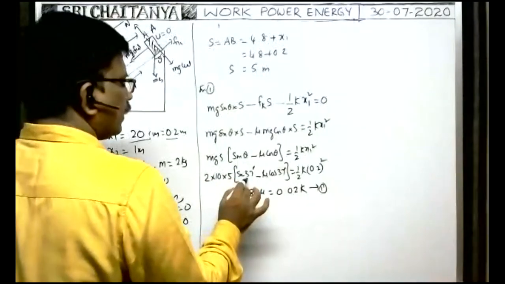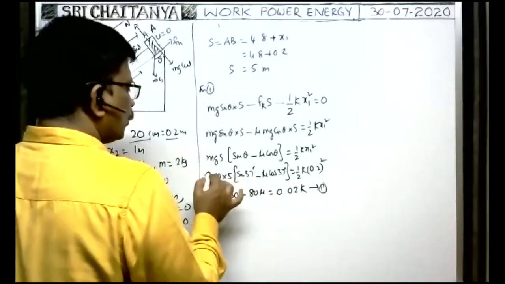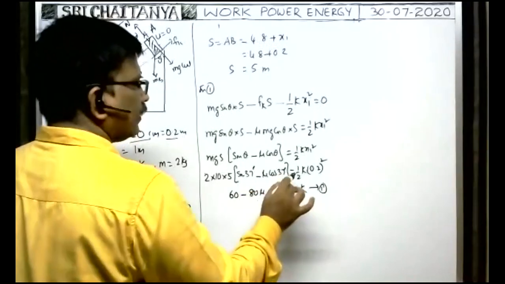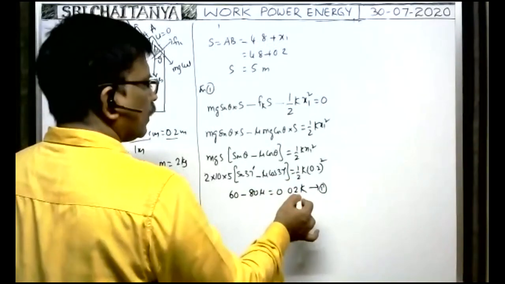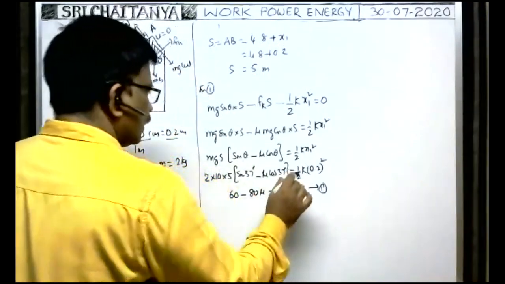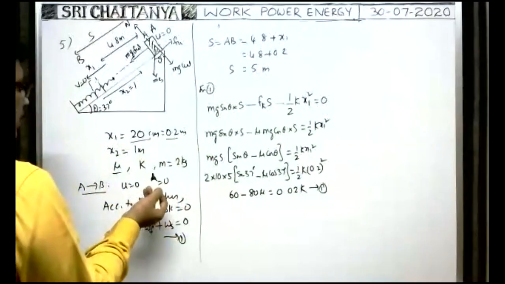You see, sin 37 is 3 by 5. 5 cancels, 3 into 2 is 6, 6 into 10 is 60. Similarly, here we will get mu into 80, that is equal to k into 0.02, so 0.02 k. This is equation 1. We got this equation when the motion is considered from A to B.